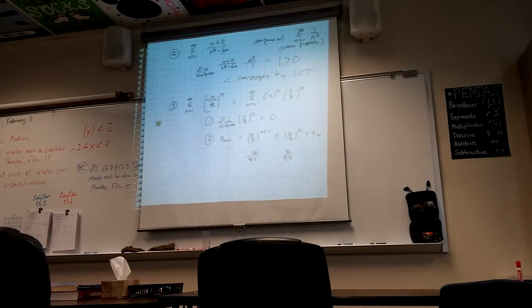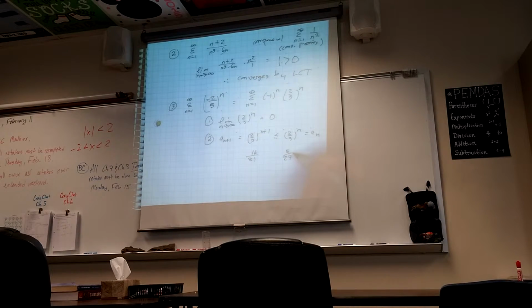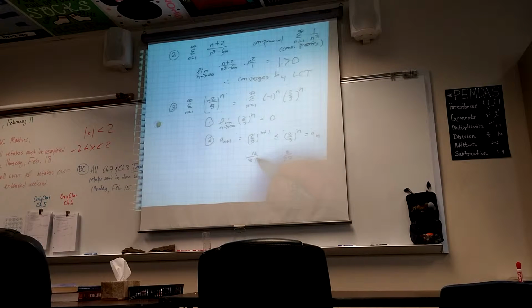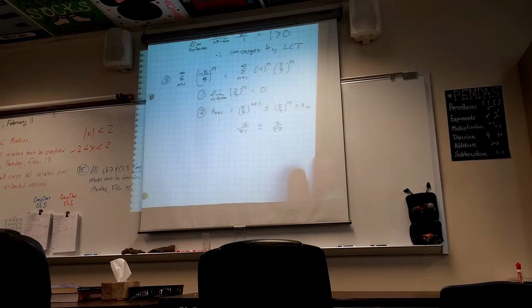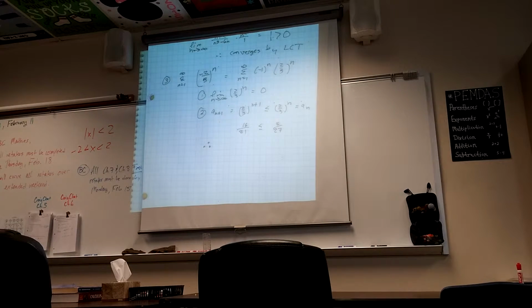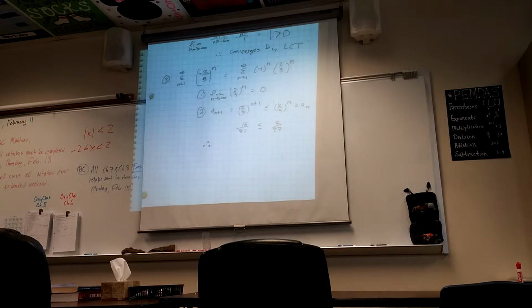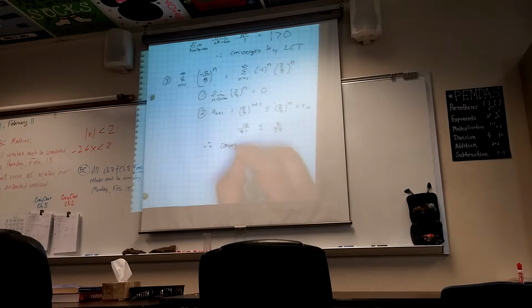Which one of those is a bigger number? Yeah, this is actually a bigger number. This is roughly 1/3, 0.33. This is like 0.2, that's closer to 1/5. So that's true. So, the alternating series test works. The alternating series test also always tells convergence. So, it converges by the alternating series test.